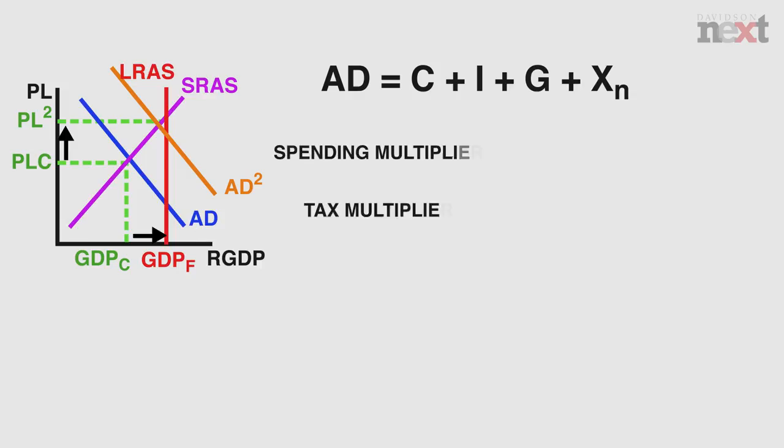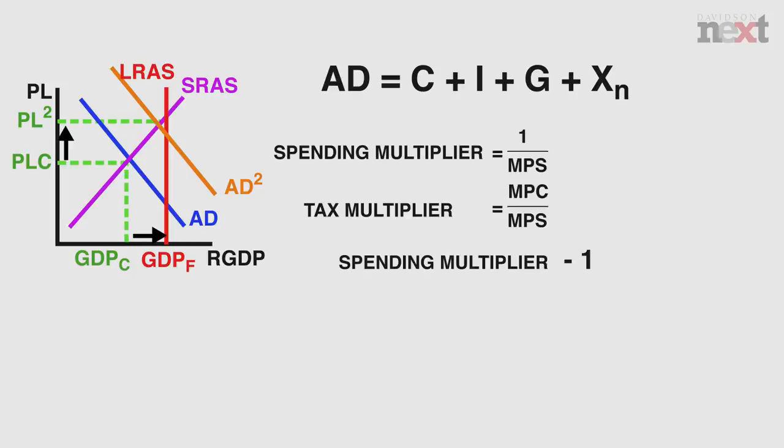The government spending multiplier, or the spending multiplier, equals 1 over the marginal propensity to save. The tax multiplier, smaller than the spending multiplier, equals the marginal propensity to consume over the marginal propensity to save. Another way of calculating the tax multiplier is to take the spending multiplier and subtract 1. In our case, the spending multiplier was 4. The tax multiplier is 3, and we get it the same way whether we calculate it with marginal propensity to consume divided by marginal propensity to save, or the spending multiplier minus 1.